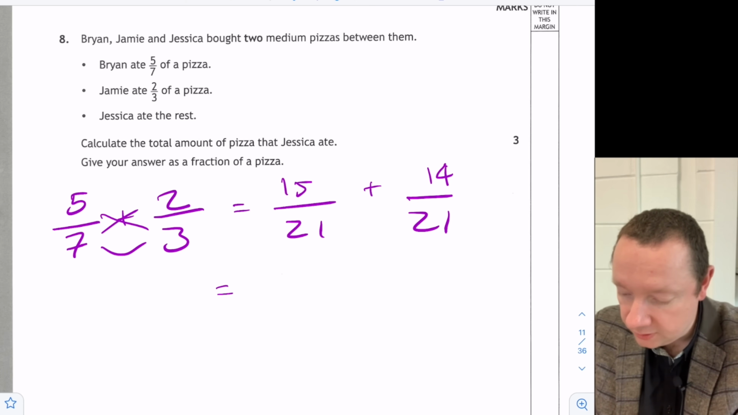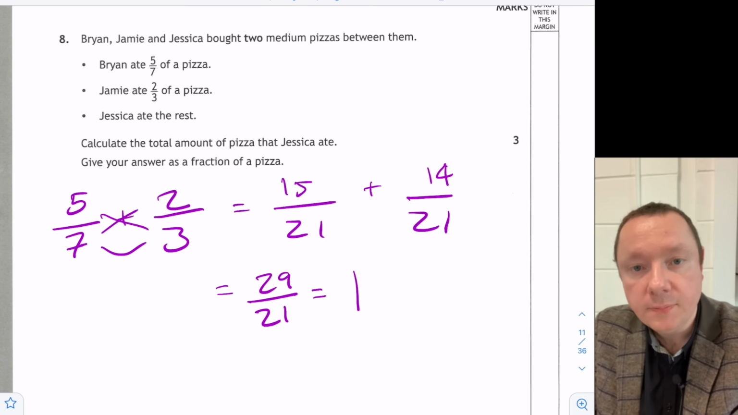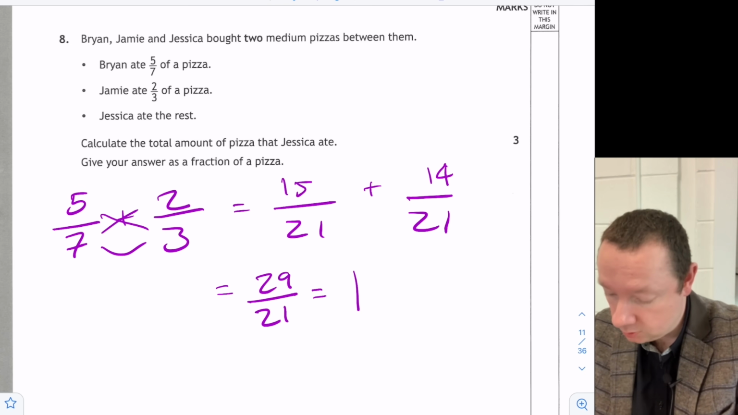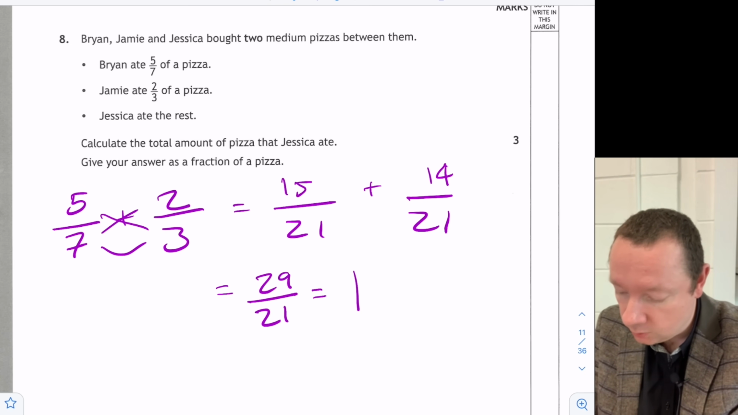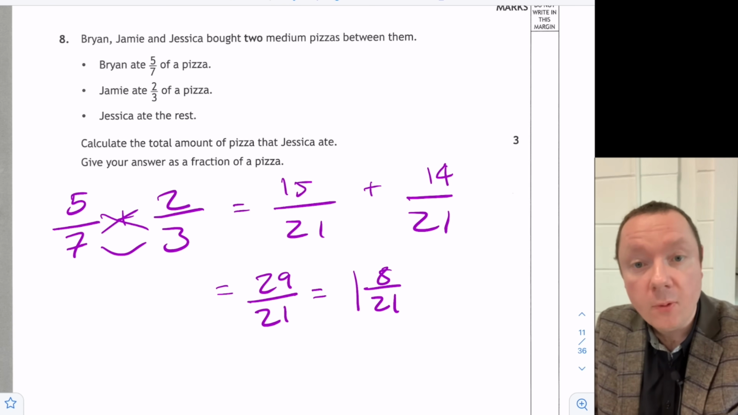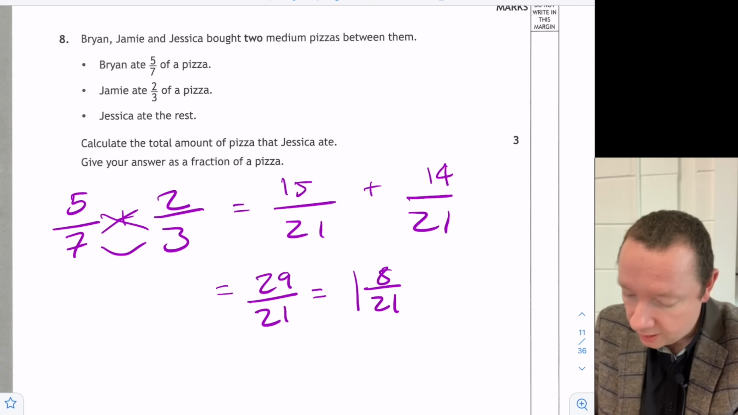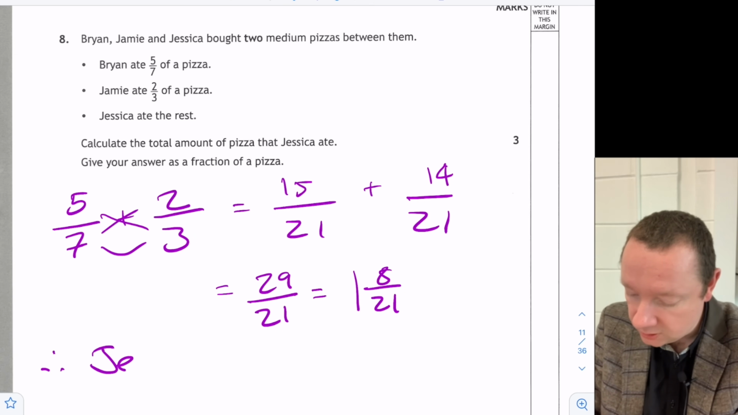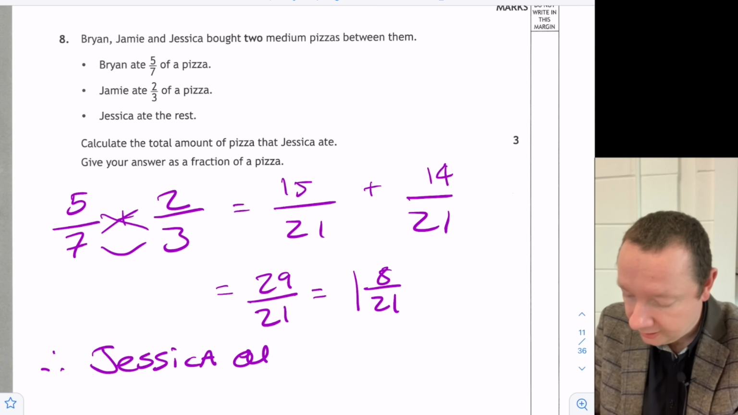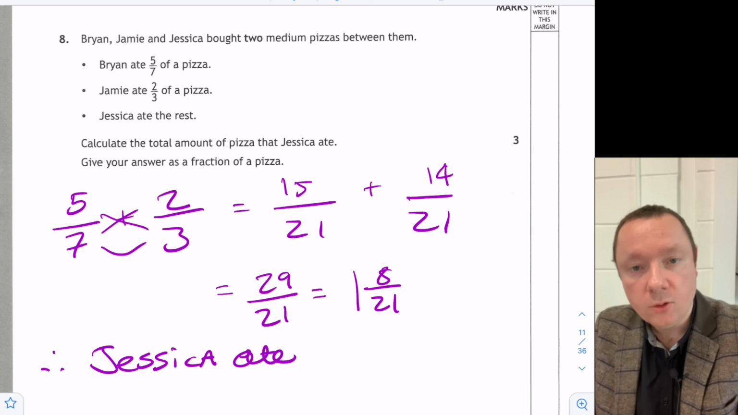That gives me 29/21, which is 1 whole pizza with 8/21 left over. Now remember, we had 2 whole pizzas to start with. That means Jessica must have eaten, or 8 out of 21. I need to get 21 out of 21.